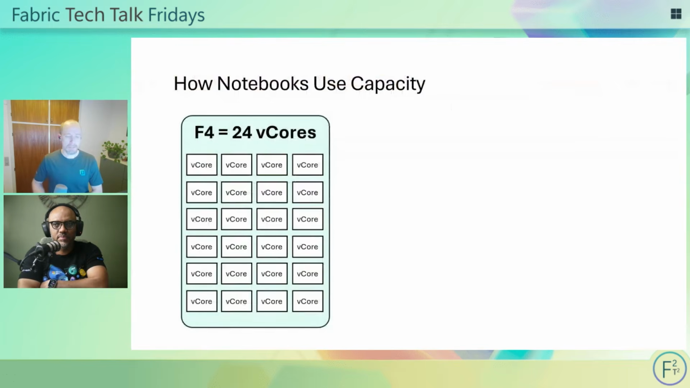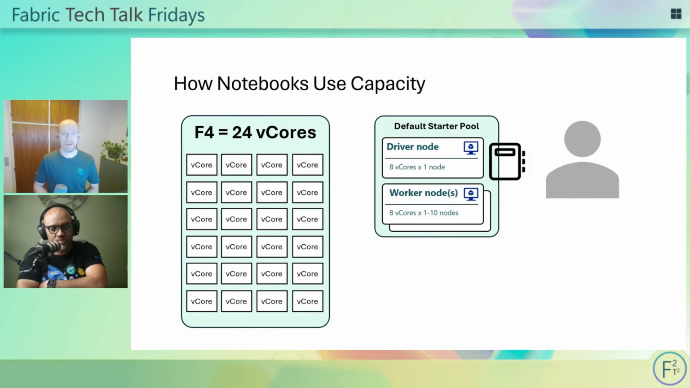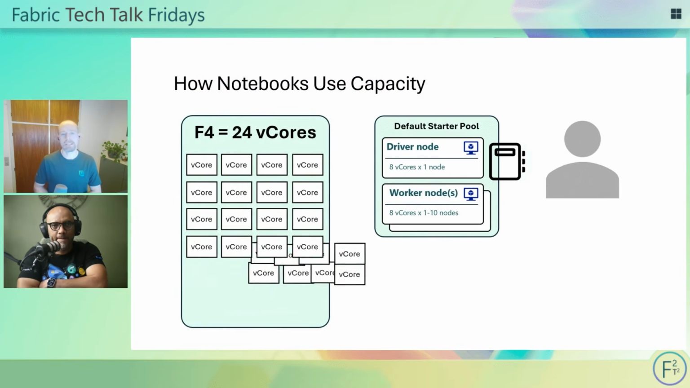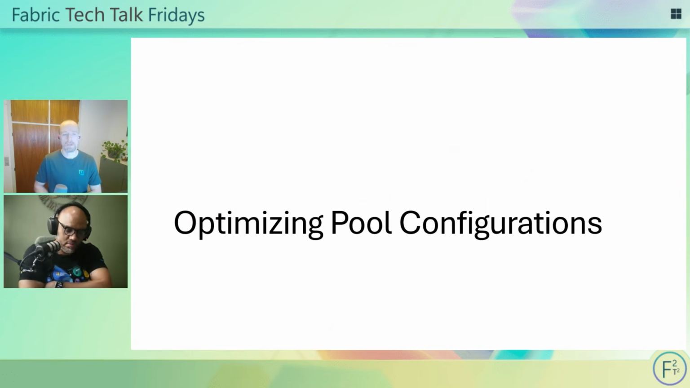Let me see. So this was the example we just covered. One developer comes in and uses these 16 vCores out of the 24 vCores. But then when I try to start the second one, it doesn't work. So what can we then do? How can we actually optimize it? And that's a trick that not many people know about. So let's look into this.